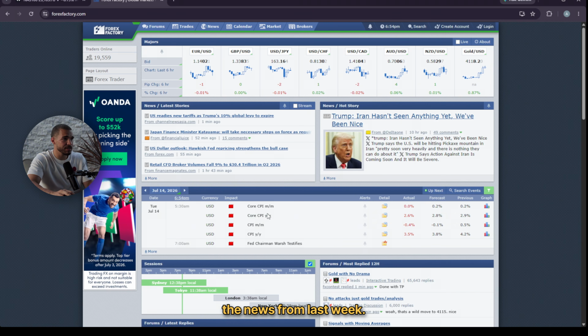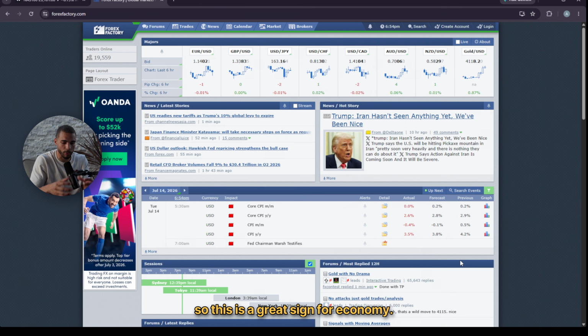So here you guys can see the news from last week. We had core CPI month over month, CPI year over year. Now, this is very important because you guys can see all of these news releases came out red. I'm looking at the actual 0.0 versus 0.2, 2.6 versus 2.8, negative 0.4% versus negative 0.1, 3.5% versus 3.8%. So what this is showing me is all the inflation is coming down. Now, if inflation is coming down, that is once again a sign that we can cut the interest rates, because the prices of everything are now dropping, right?